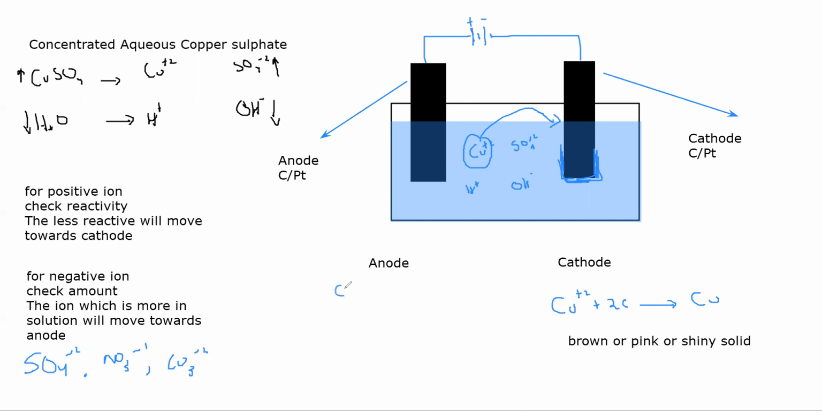Hydroxide will move. And when hydroxide ion moves, that's a fixed equation. When 4 hydroxide ions are there, they will lose 4 electrons. It will give oxygen and it will give water. And whenever oxygen is there, you will see bubbles.